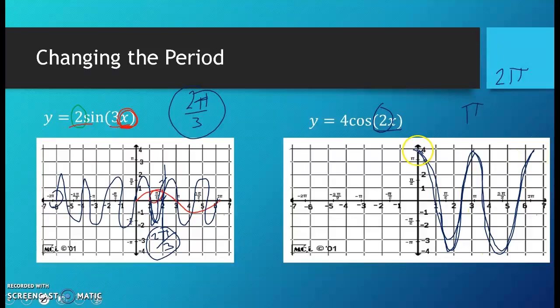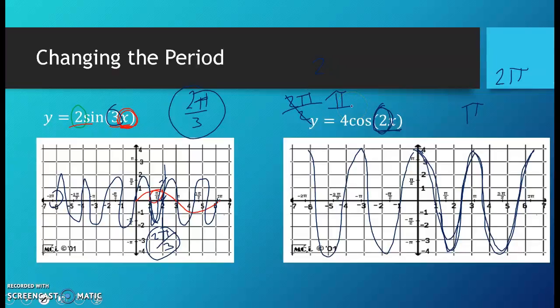And the same thing goes backwards. By the time I get to pi, I'll have 1 period, and then I'll have another period by the time I get to 2 pi. So this changes the period, and I always will take 2 pi, which is the normal period, and I will divide that by whatever I'm multiplying the x by. And so here, if I'm multiplying it by 2, then an entire period will go from 0 to pi, and so it's 180 degrees in length.